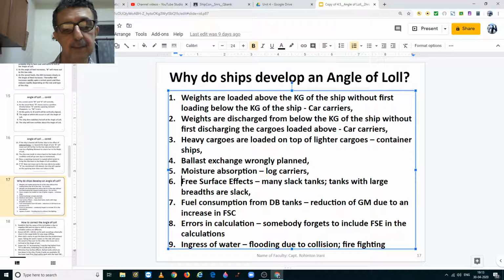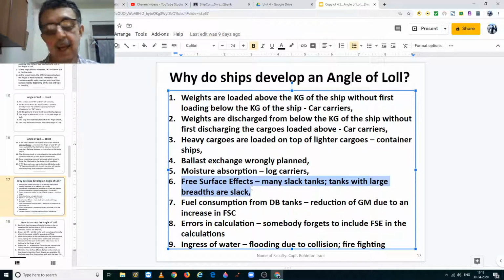Next point is free surface effects. If you have many tanks slack, then definitely your metacentric height is reducing. We have studied that in the previous lecture, how free surface effects affect the stability of the ship. What is most concerning is having tanks with large breadth that are slack, since breadth plays a very big and important part in the free surface moment of the tanks.